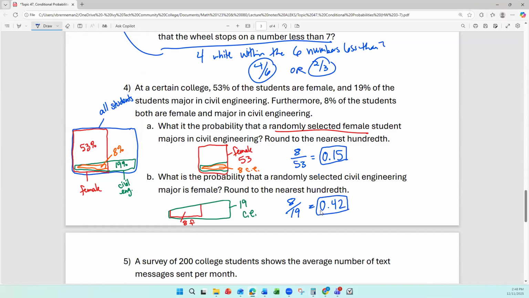And these types of calculations could be used to figure out whether females are being underrepresented or overrepresented in the civil engineering major. Within the females, there's a smaller proportion taking civil engineering than out of all the students. Or another way to look at it is out of the civil engineering students, the proportion of females is smaller than the proportion of females in the entire college. So either way, it looks like females are somewhat underrepresented as civil engineering majors.